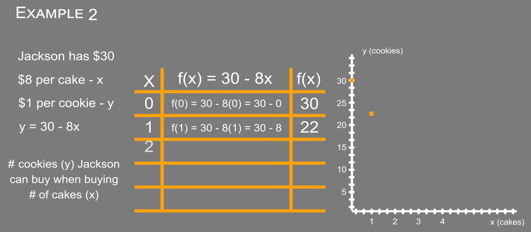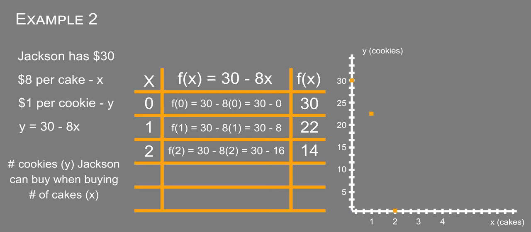When he purchases 2 cakes, f of 2 equals 30 minus 8 times 2, which equals 30 minus 16, which gives us f of x equals 14. So if he purchases 2 cakes, he can purchase 14 cookies, which is going to be right about here. And then 3, f of 3 equals 30 minus 8 times 3, which equals 30 minus 24, which equals 6. So if he purchases 3 cakes, Jackson can purchase 6 cookies.